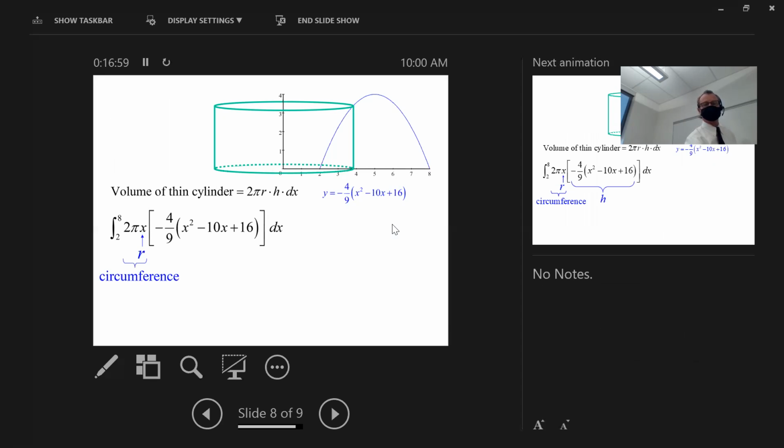So you would have this. 2 pi, 2 pi the radius. The radius is your x value. The height's the function. dx. From where? Starting at 2 and ending at 8. You got a hole in there. We don't have to worry about the hole, because we're saying only count the shell that started at 2 and ended at 8. You don't have to subtract anything.